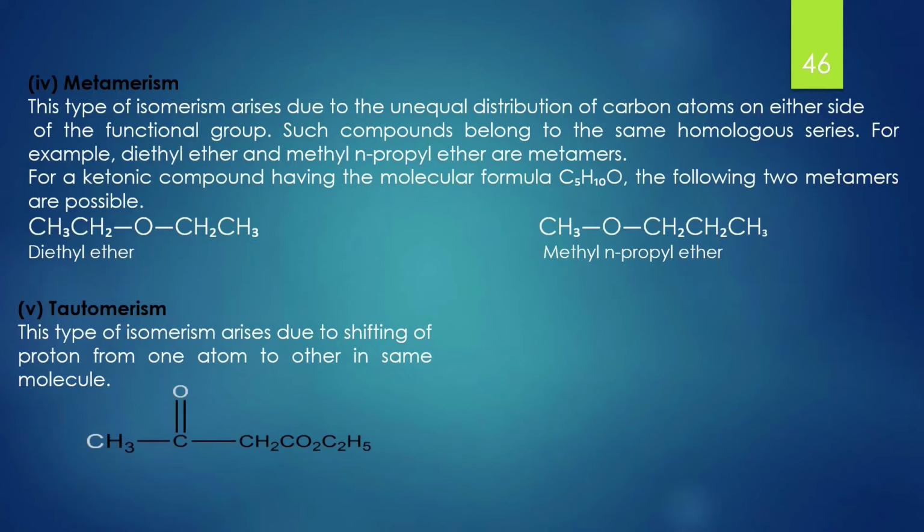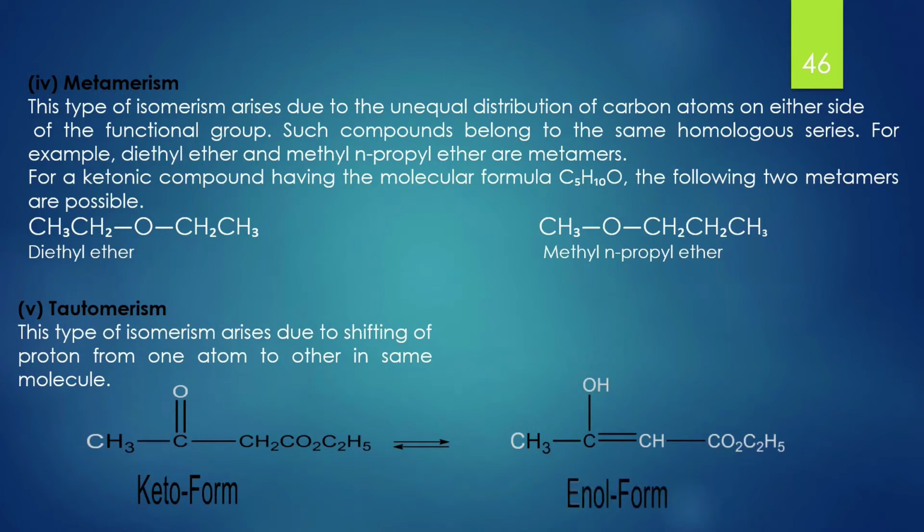This type of isomerism arises due to the shifting of a proton from one atom to another in the same molecule. Let's see the examples below. One is called the keto form, but with a shift of the double bond as well as a proton, it turns out to be the enol form, where 'en' means alkene and 'ol' means alcohol.